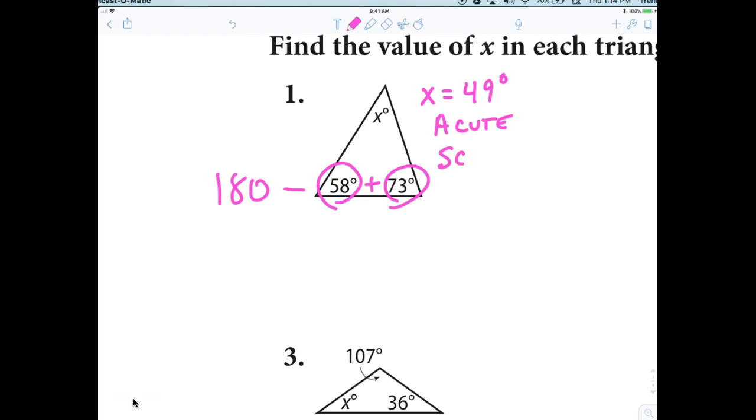Scalene. Very good. Very good memory. Scalene. All right. Now again, it's not hard. And the reason why I say it's not hard is because there's not much math. All right. So here we go.